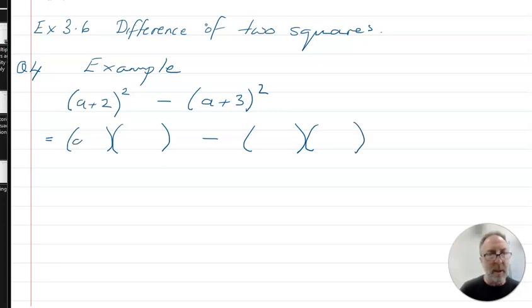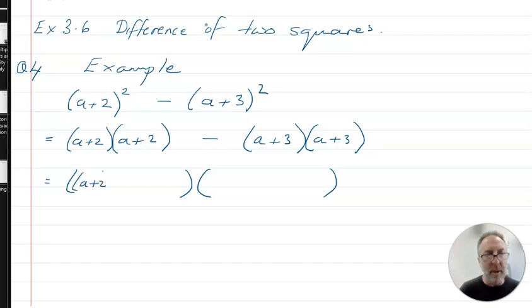So obviously that's a plus 2 and a plus 2 times together make a plus 2 squared, and a plus 3 times a plus 3 gives a plus 3 squared. So then we're back to the same rule. We're going to have two brackets. We're going to have one of these terms at the front.